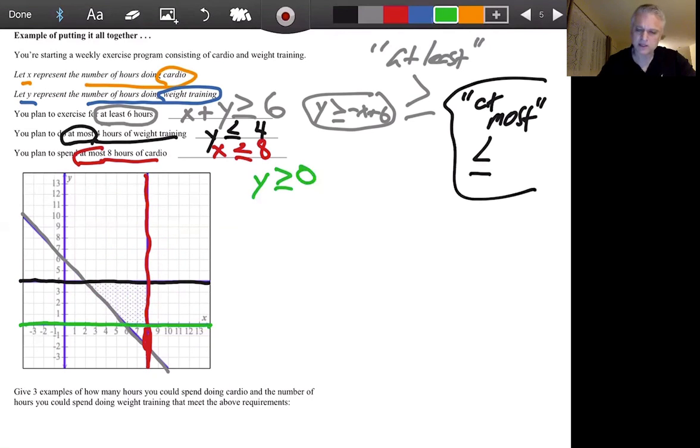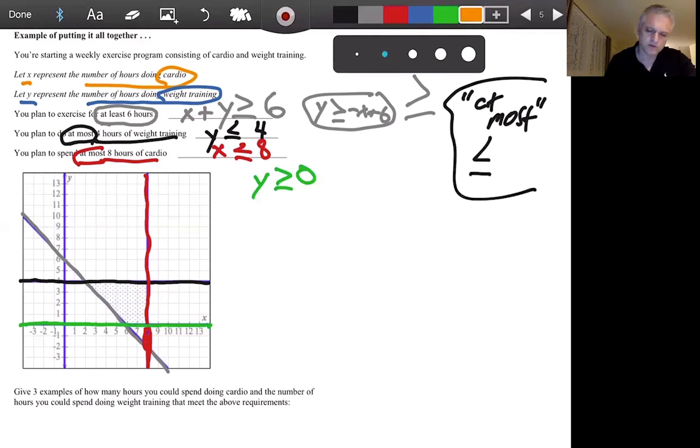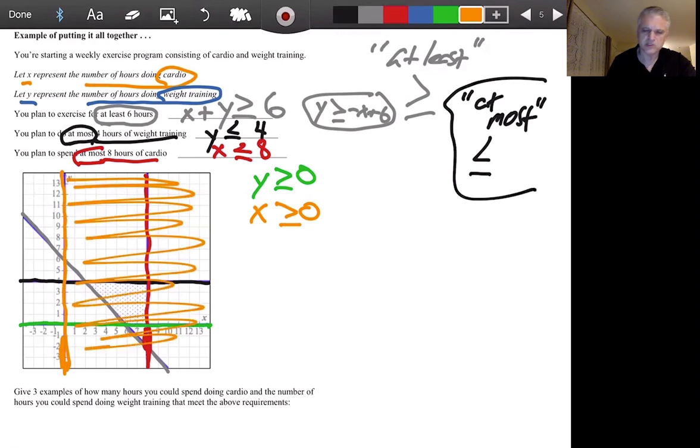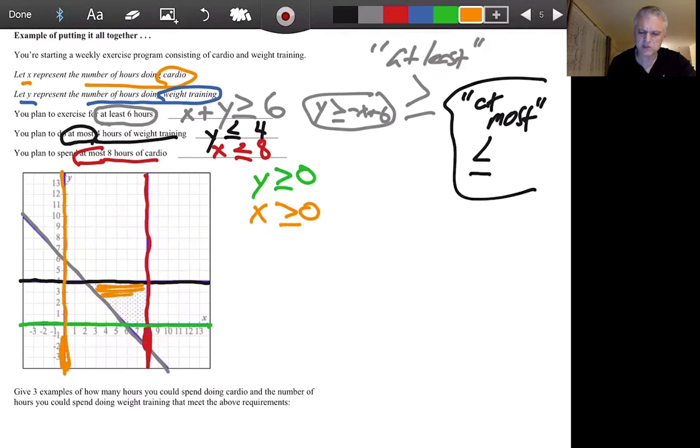And then last but not least, for the number of hours for cardio, again, you can't have negative hours of cardio. You could have 0, okay, you can have greater than 0, but there is a boundary line, so real life boundary, and if it's x equals, it's going to be a vertical line, okay, and it says greater than or equal to, so that means to the right of it. So that would shade all of that, which again does include this right here.